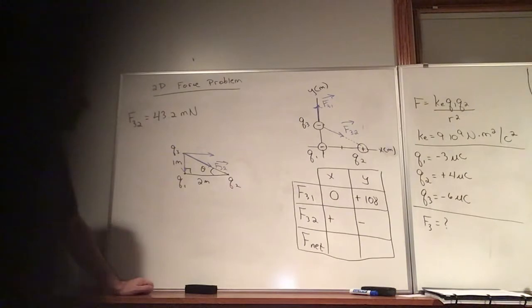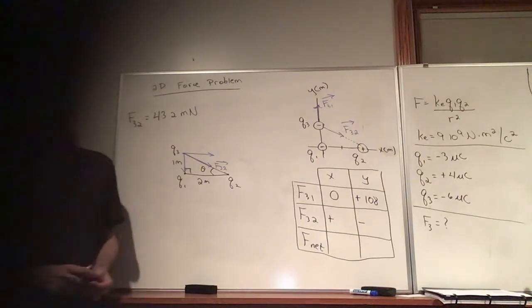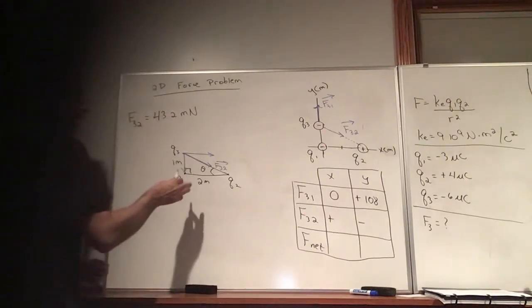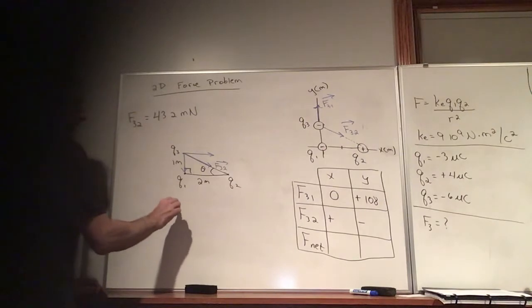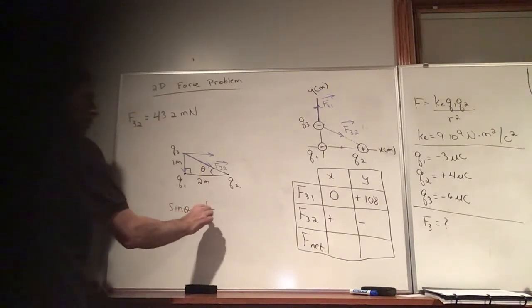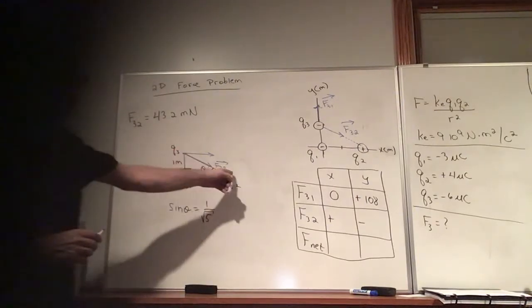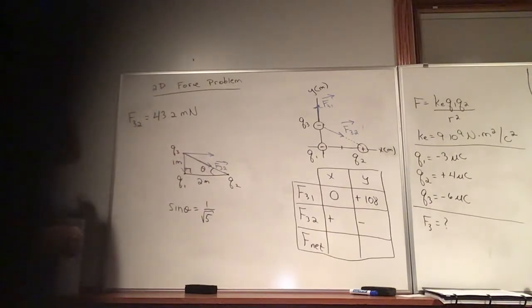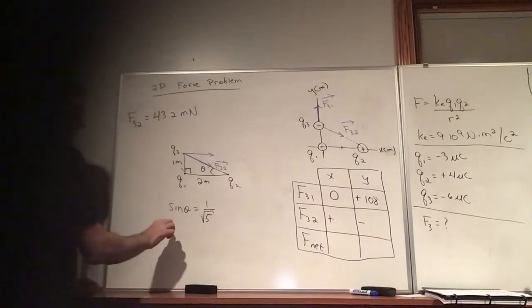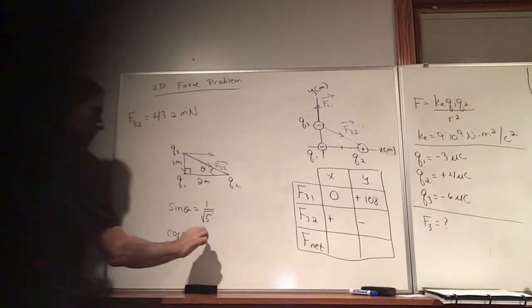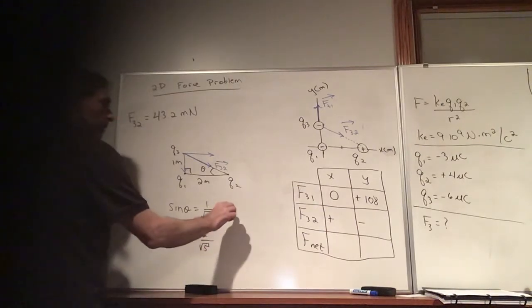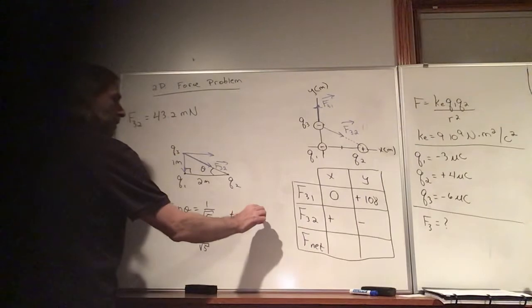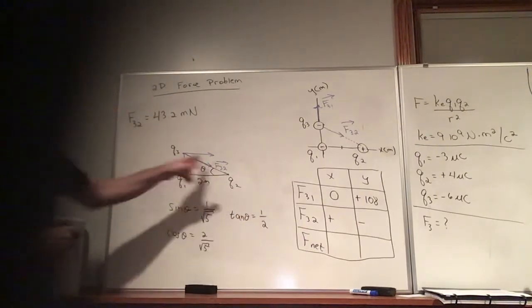Now, how do we find theta? There's different ways we can do this. If we actually want to find theta, we'd want to take an inverse trig function. And there's different options. One way we could do this is say sine of theta is going to be 1 over the square root of 5. So remember, the hypotenuse is the square root of 5. So sine is opposite over hypotenuse. We could say cosine of theta is 2 over the square root of 5, or tangent of theta is 1 over 2. So tangent, opposite over adjacent.